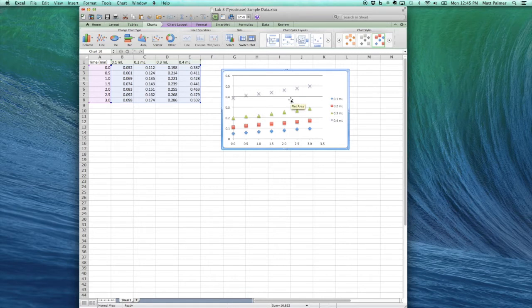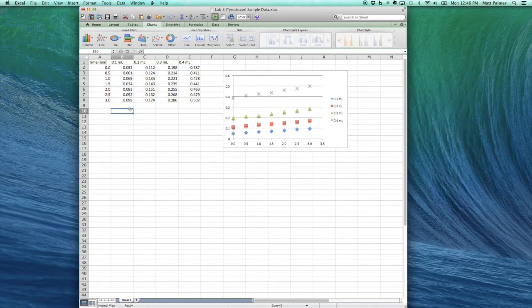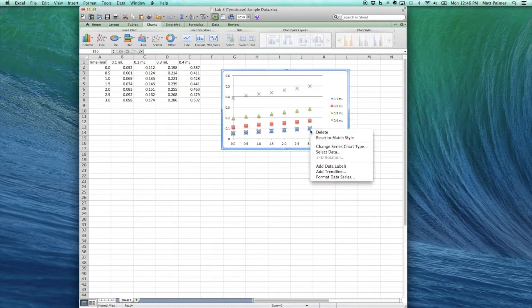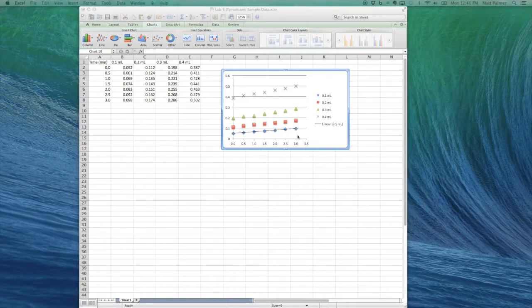Now, what we're concerned about is the slope. The slope is what describes the enzymatic rate. We don't care so much that absorbance goes up, but we want to know how fast it goes up. And so to calculate the slope, what you can do is add a trend line and then display the equation on the chart. That's one option. So you can right-click on a set of data, find the Add Trend Line option. It will add a trend line for you.